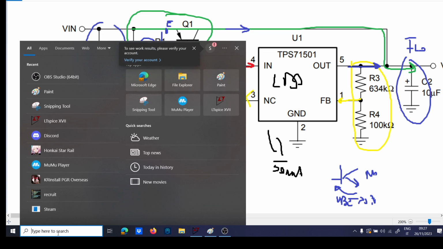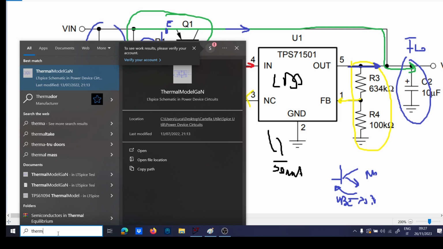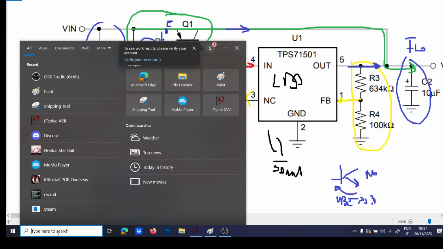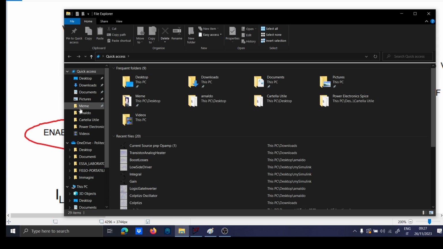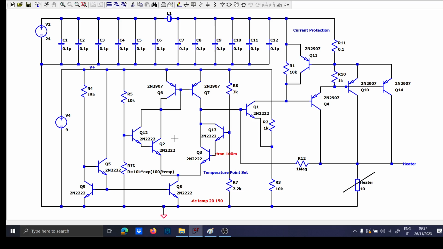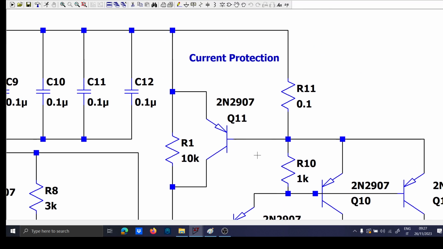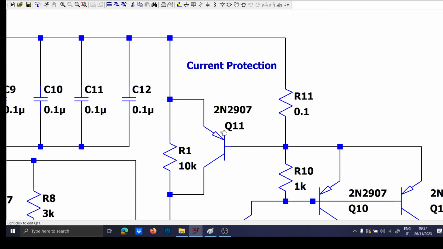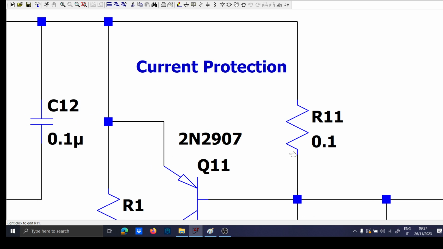Also, in the previous video, when we studied the transistor implemented analog heater, here I use something similar. It's a different technique, but the concept is the same. You perform a Kirchhoff law here, and you study the VBE over R to have the current protection, the current source.